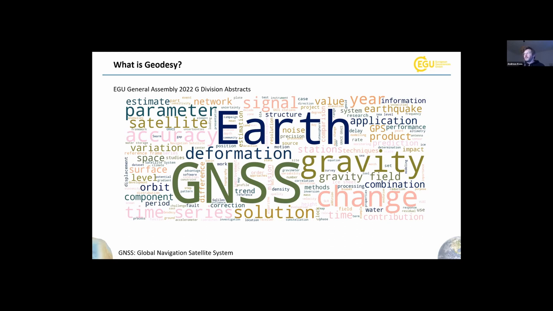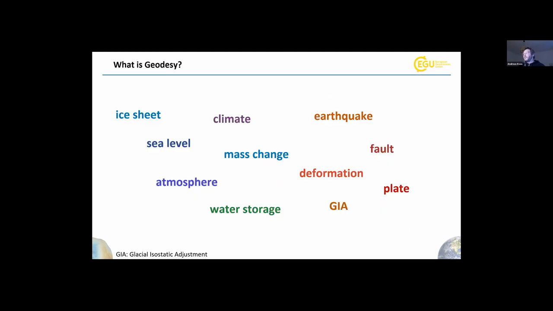And you can see a lot of the stuff that I already mentioned is reflected in these abstracts. So we have obviously Earth, because that's more or less always the thing that we want to measure in some way. We have deformation, we have gravity, we have change. So we are looking at temporal changes, obviously. But I just blew these words up a little bit, we also have a lot of applications in there. So geodesy is always involved with quite a lot of other disciplines. So we look at ice sheet mass change, water storage variations, faults, surface deformation, earthquakes, and so on.